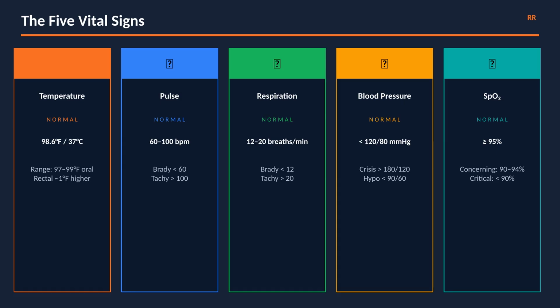Blood pressure. Normal is less than 120/80. Hypertensive crisis is above 180 systolic or 120 diastolic. Stop the exam. Escalate immediately. And SpO2 oxygen saturation. Normal is 95% or above. Critical is below 90%. That is a stop everything value.